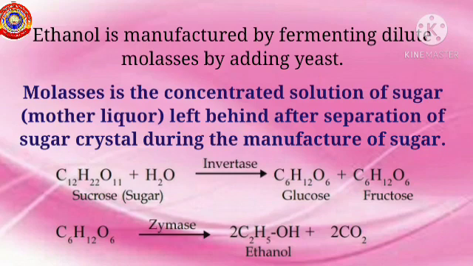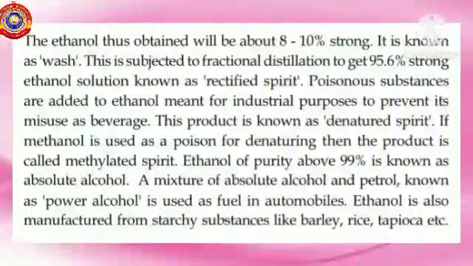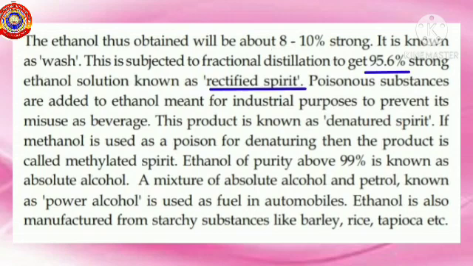So how is ethanol industrially prepared? By fermenting dilute molasses by adding yeast. The ethanol thus obtained, 8 to 10% strong, is known as wash. That is, the ethanol formed as a result of the fermentation of dilute molasses is called wash. When wash is subjected to fractional distillation, 95.6% strong ethanol solution is produced. This 95.6% strong ethanol is known as rectified spirit.